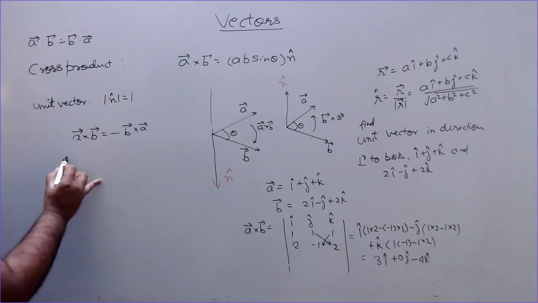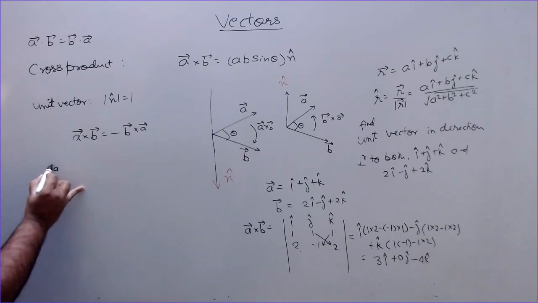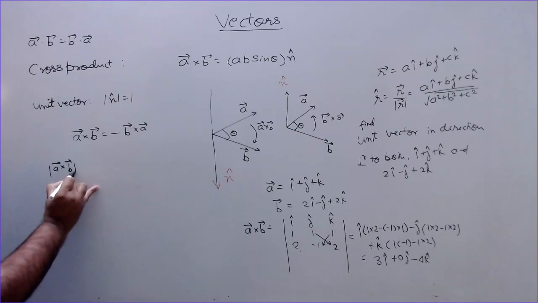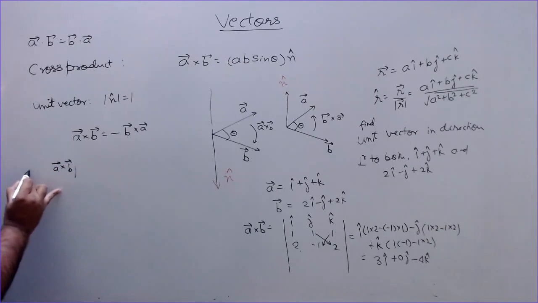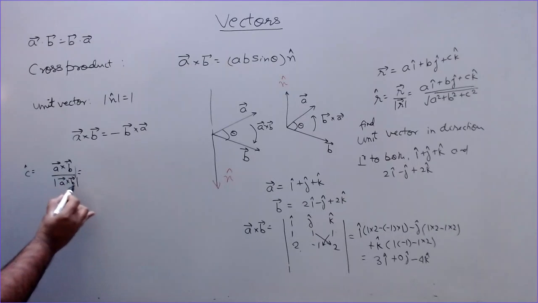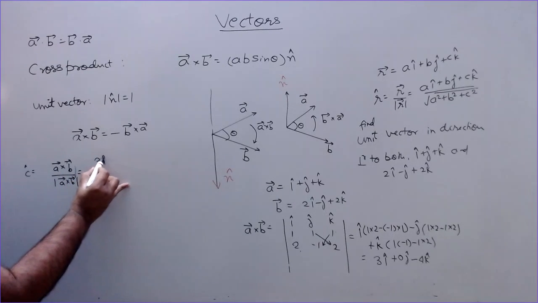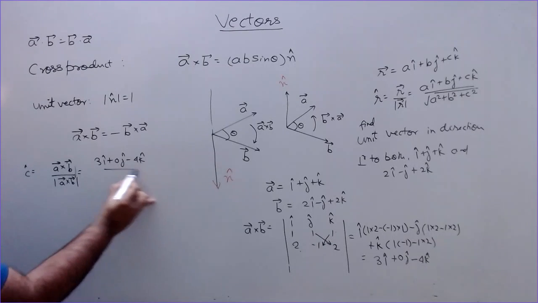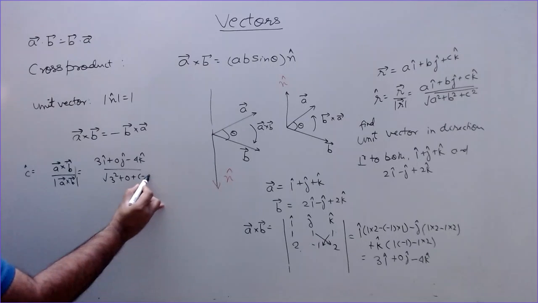Now the unit vector in the direction of A cross B, or perpendicular to both, c, is the unit vector. This is equal to A cross B divided by magnitude of A cross B. So 3i plus 0j minus 4k upon root of 3 square plus 0 plus minus 4 whole square.